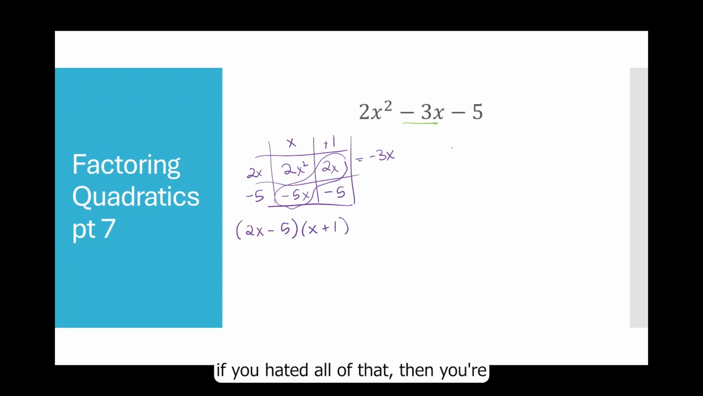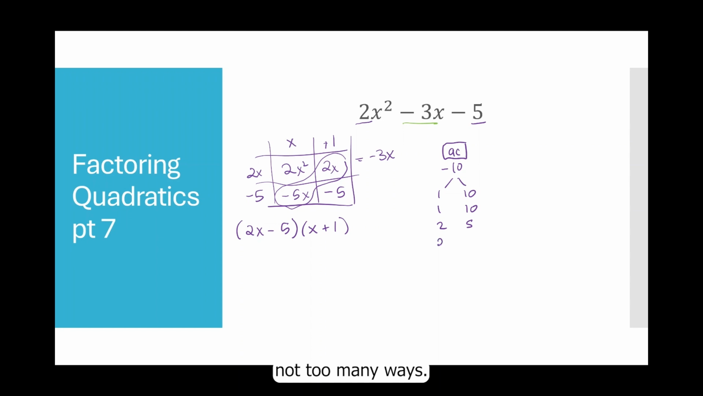So if you hated all of that, then you're coming over to the AC method or the diamond to find your number. Remember, A times C, we've got negative 10. And we're going to find the ways we can multiply to negative 10. There's not too many ways. So we're going to test these out and see which one adds up to negative 3. We can see it right here.